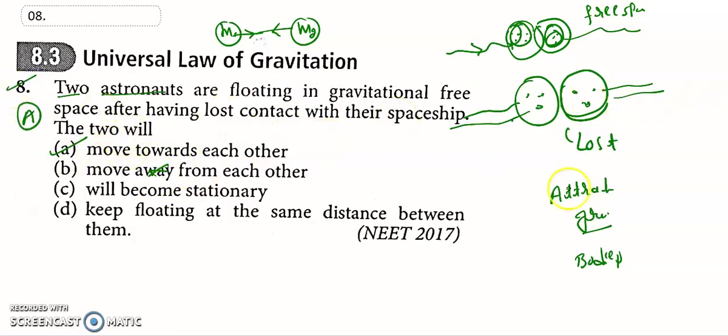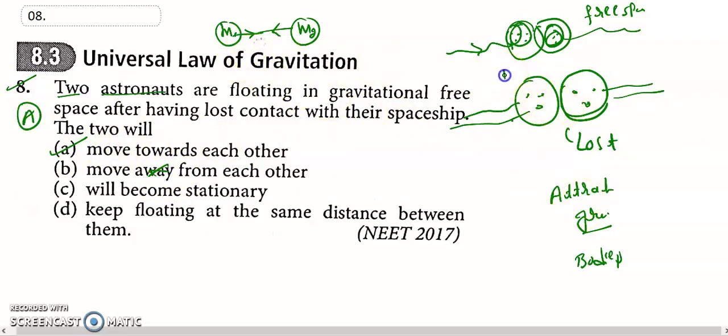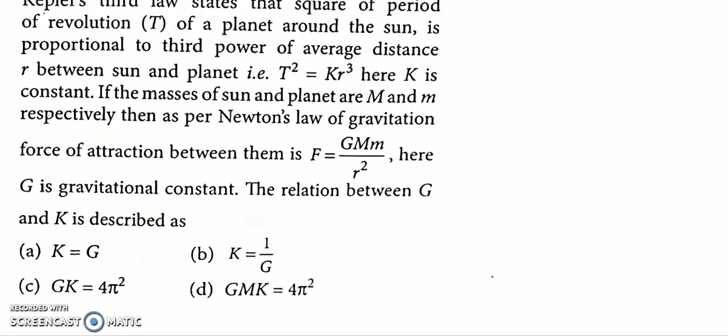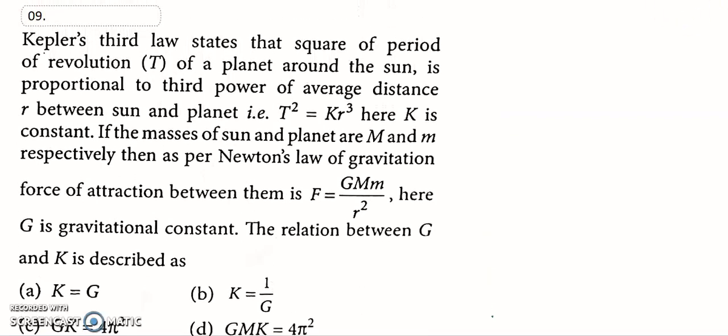Because it will be an attraction force, these two, this one of mass m1 and this one of mass m2, will move towards each other. Okay, next, question number 9. Let's see the question number 9.